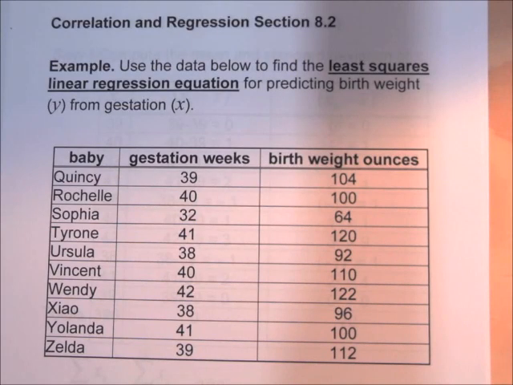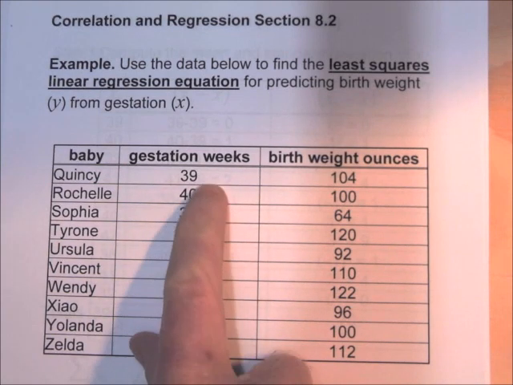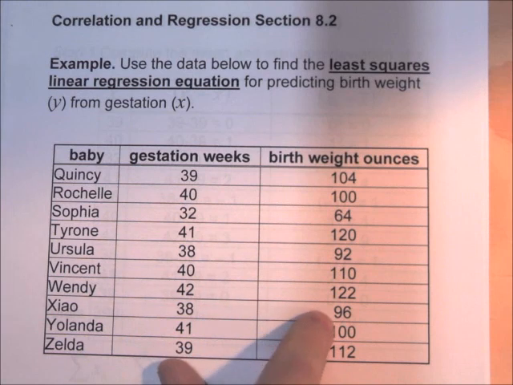This lecture will go over more precise methods of determining the best fitting line, a prediction line, to a set of data. Before, we were kind of estimating from the graph. So this is the same data set we were working with before. We have data from 10 babies. We have gestation, or length of pregnancy, in weeks, and we have the birth weight in ounces.